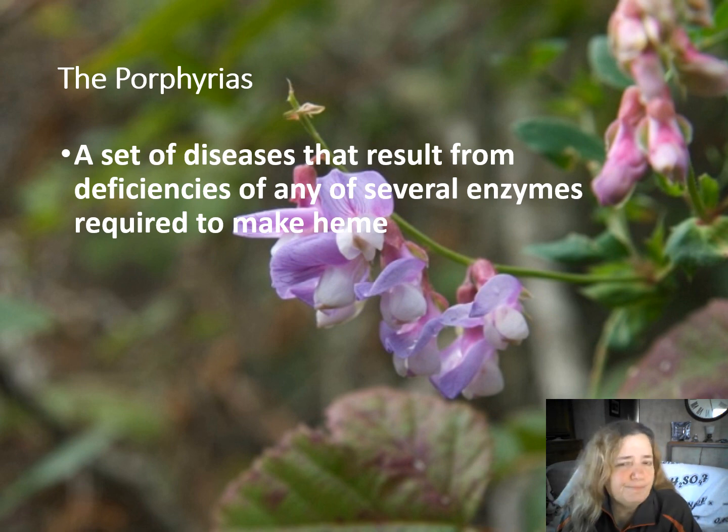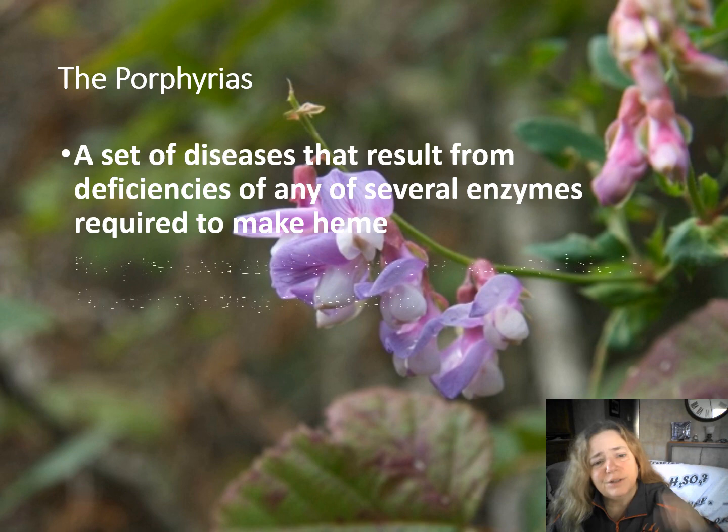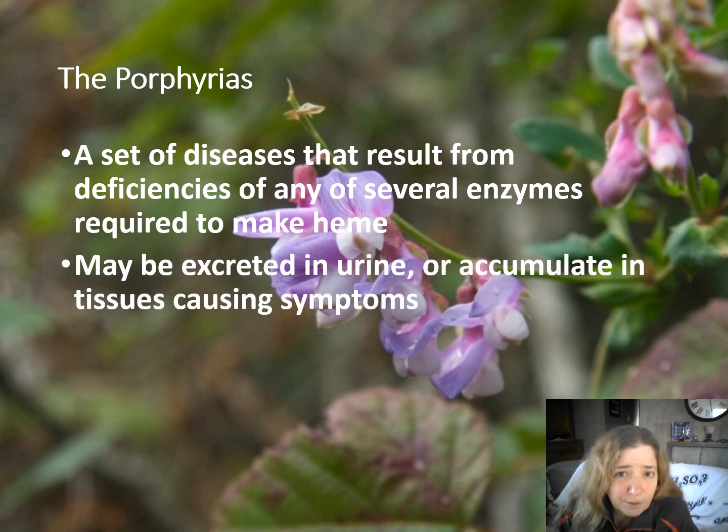But it can vary because it depends on how much enzyme is there and how much of it is functioning properly. So you get different diseases, but they're all originating from the same DNA code that's causing the heme, the iron-containing part, to not work properly.